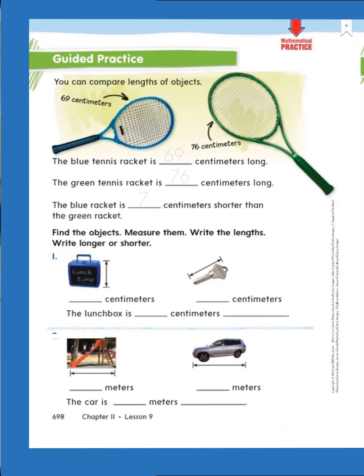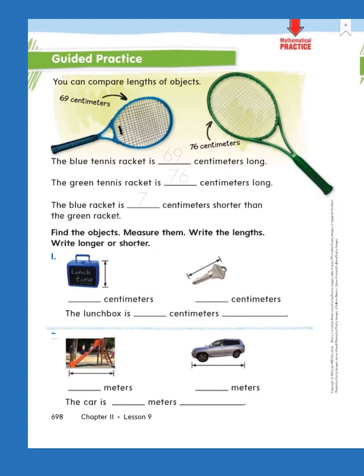So it says at the top here, you can compare lengths of objects. And we can see that these two tennis rackets have been measured. The blue tennis racket is 69 centimeters long. The green tennis racket is 76 centimeters long. The blue racket is 7 centimeters shorter than the green racket.